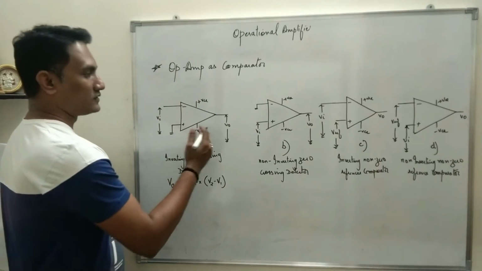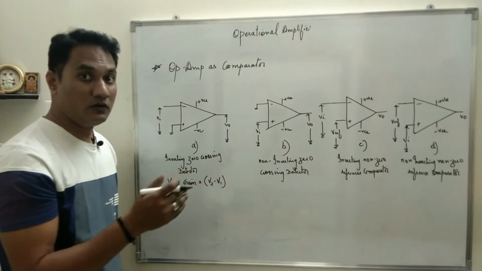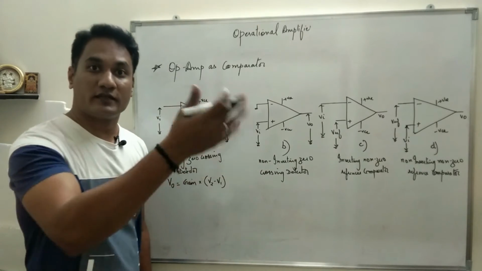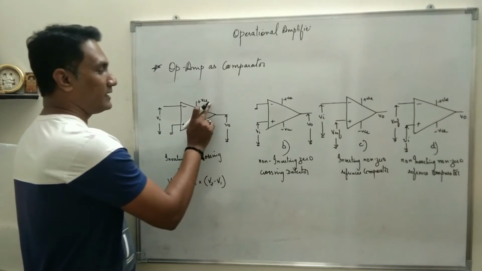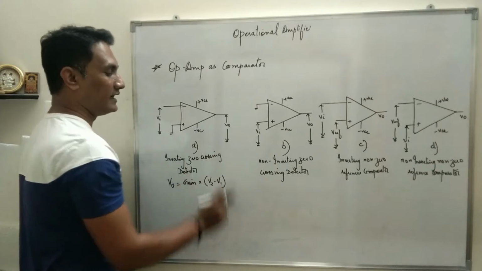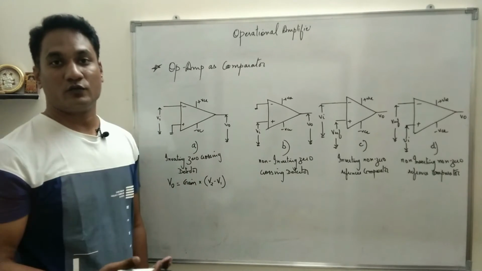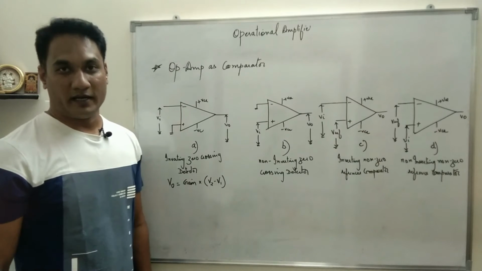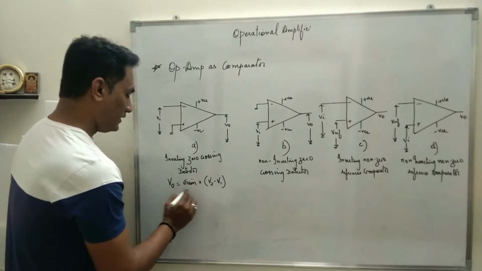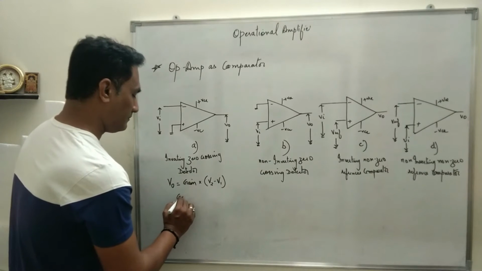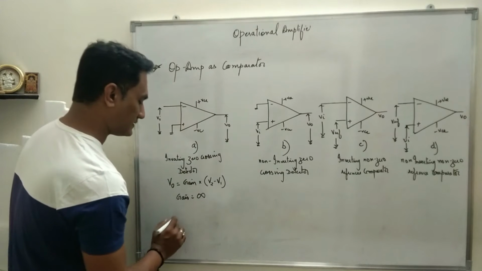So of course the output voltage will be either plus VCC or minus VCC, because we know in an op-amp the output cannot be more than the power supply which we give, right? So the maximum saturation is plus VCC and the negative saturation is minus VCC. So the output will be either plus VCC or minus VCC, because gain is infinite. Okay, gain is infinite because feedback resistance is missing.